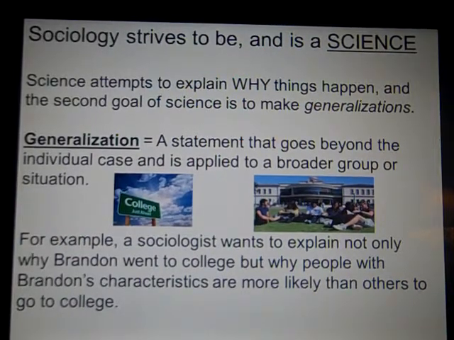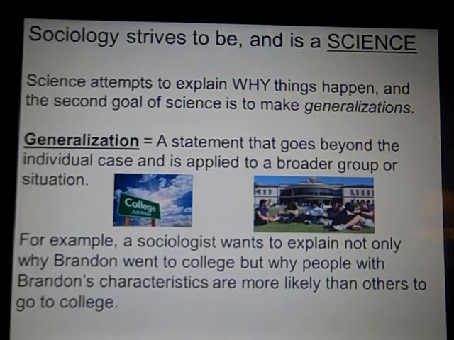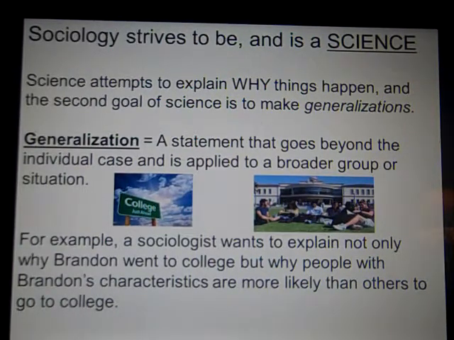Science attempts to explain why things happen. The second goal of science is to make generalizations, and your textbook talks about these as well, so you'll want to keep up with your readings in chapter 1, especially right now. A generalization is a statement that goes beyond the individual case and is applied to a broader group or situation. For example, a sociologist wants to explain not only why Brandon, that's me, went to college, but why people with Brandon's characteristics are more likely than others to attend college.